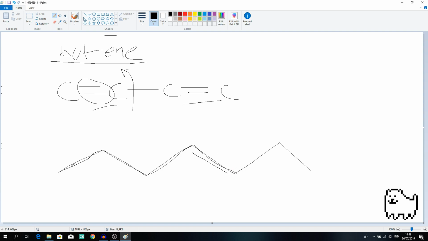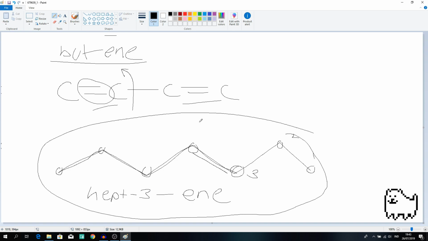So let me just solve this real quick. 1, 2, 3, 4, 5, 6, 7. So that's a hept. And it's an ene. So we take the least number. So we have to go from right to left because that will give us a shorter number. So carbon 3. So we call this molecule hept-3-ene.